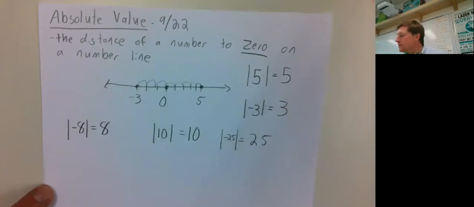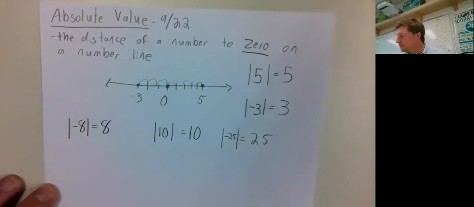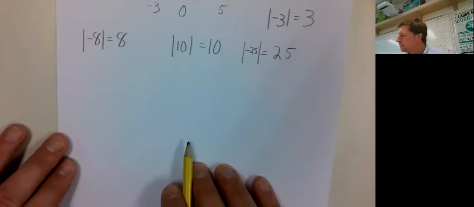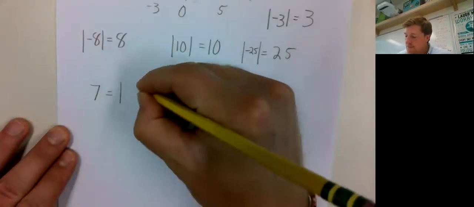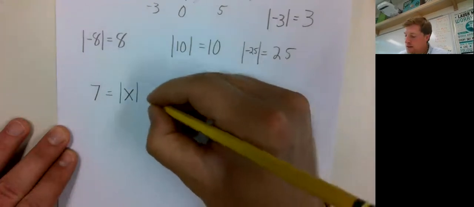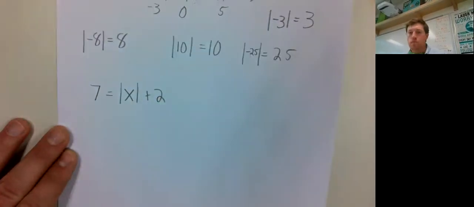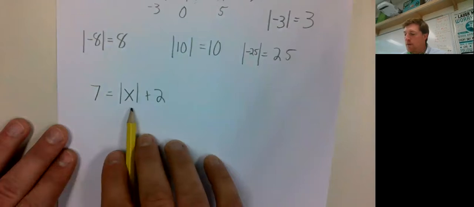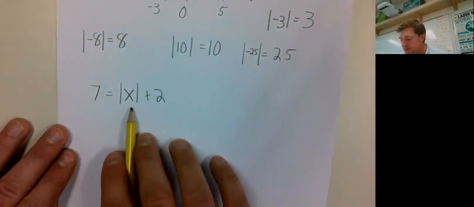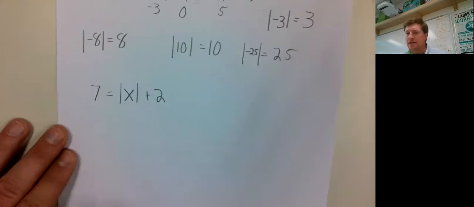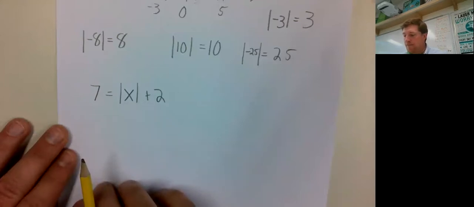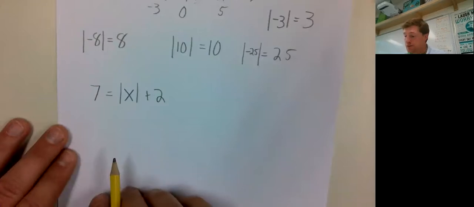Okay. Now we are going to move into solving when it comes to absolute values. So our first practice problem is 7 equals the absolute value of x plus 2. Okay, so we've got our absolute value bars around x, and we're trying to figure out what the value of x is to make this statement true.